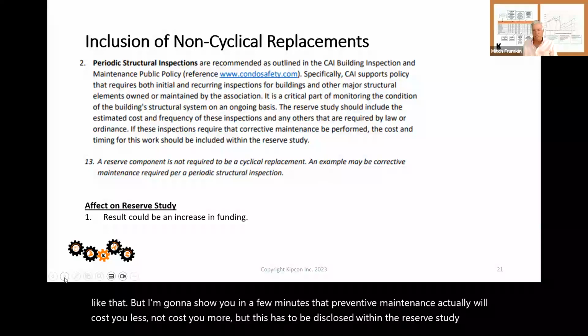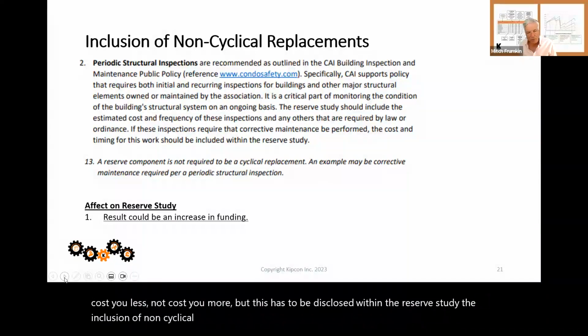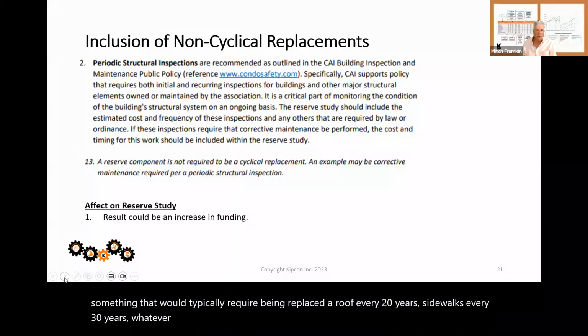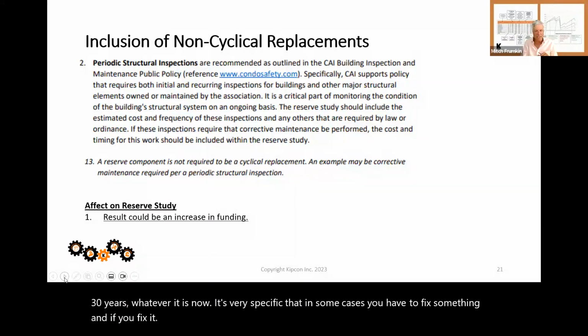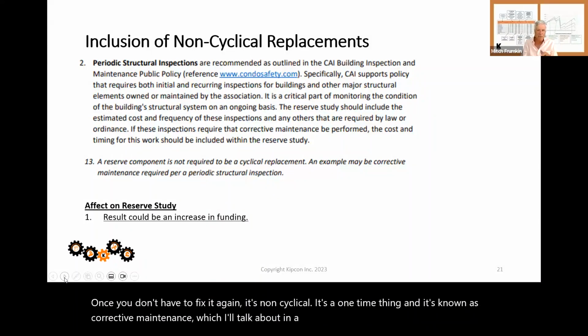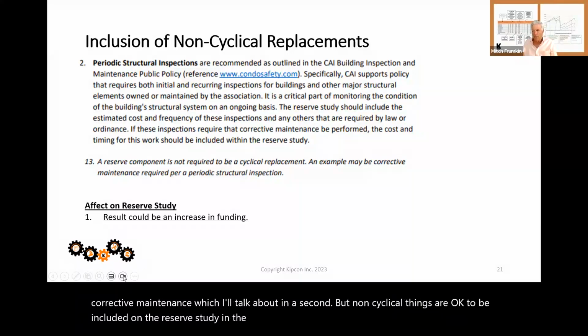The inclusion of non-cyclical replacements. It used to be that the only things in a reserve study were things that would cyclically require being replaced. A roof every 20 years, sidewalks every 30 years, whatever it is. Now it's very specific that in some cases you have to fix something, and if you fix it once, you don't have to fix it again. It's non-cyclical, it's a one-time thing, and it's known as corrective maintenance, which I'll talk about in a second. But non-cyclical things are okay to be included in the reserve study. Again, it could result in an increase in funding.